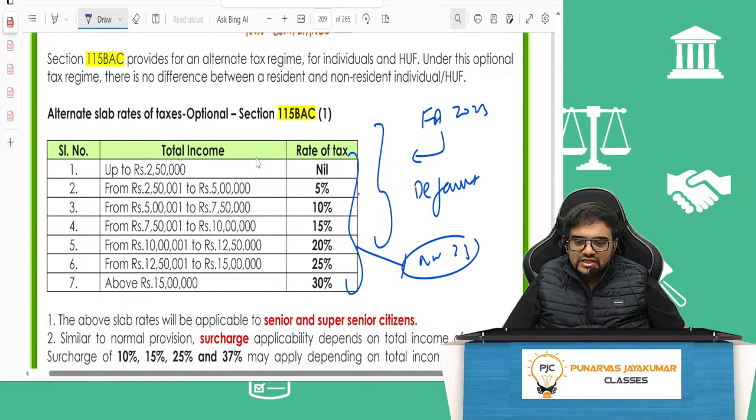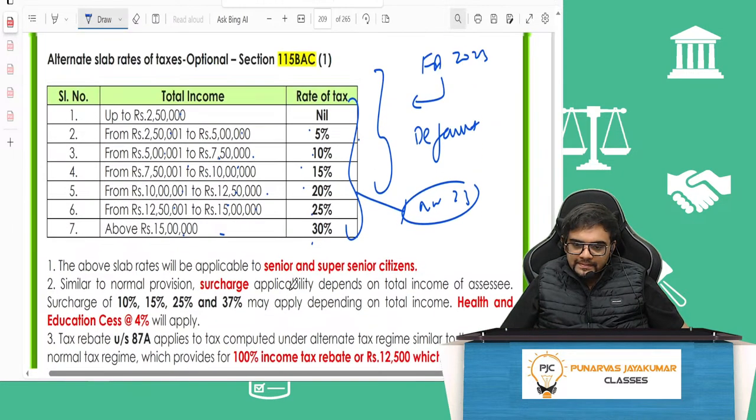Up to 2,50,000 nil. From 2,50,000 to 5 lakh, 5%. 5 lakh to 7 lakh 50, 10%. 7 lakh 50 to 10 lakh, 15%. 10 lakh to 12 lakh 50, 20%. 12 lakh 50 to 15 lakh, 25%. Above 15 lakh, 30%. Similar to the normal provision, surcharge applicability also depends on the total income of the assessee. Surcharge of 10, 15, 25, 37, all that will apply.